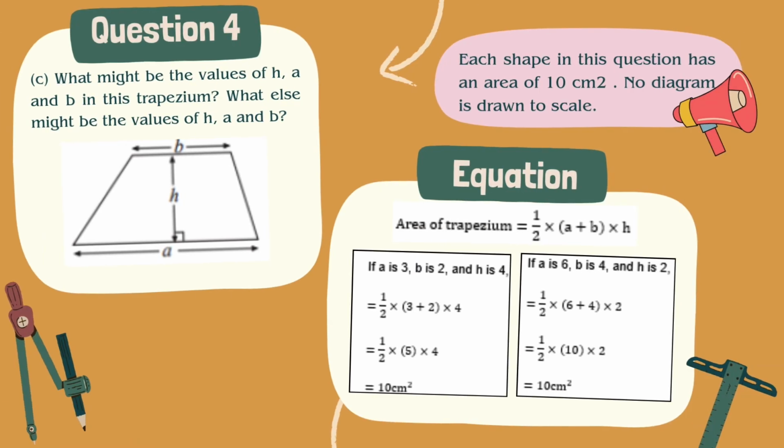In C, it is more of a trial and error where we put in the values ourselves to get an area of 10 centimeters squared. We found out that if A is 3, B is 2, and H is 4, we can get 10 centimeters squared. The same goes for if A is 6, B is 4, and H is 2.